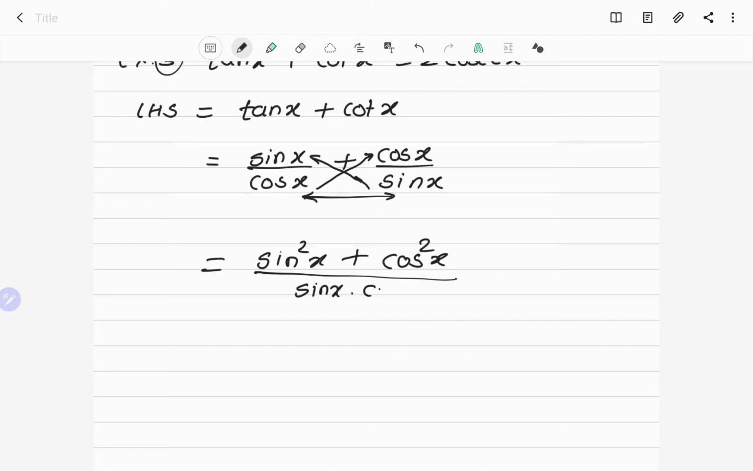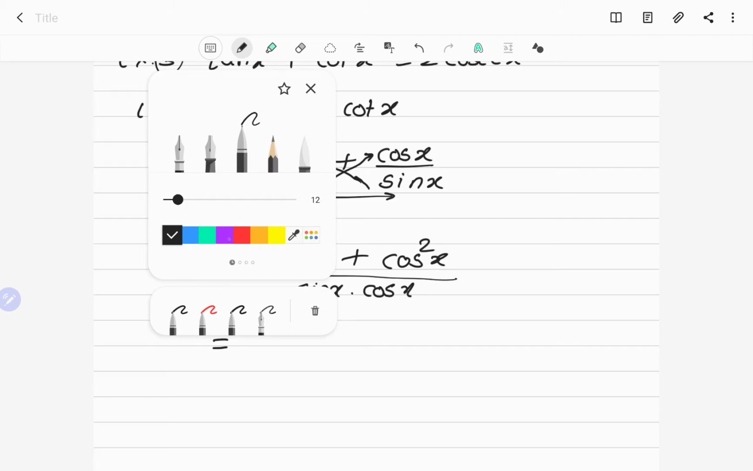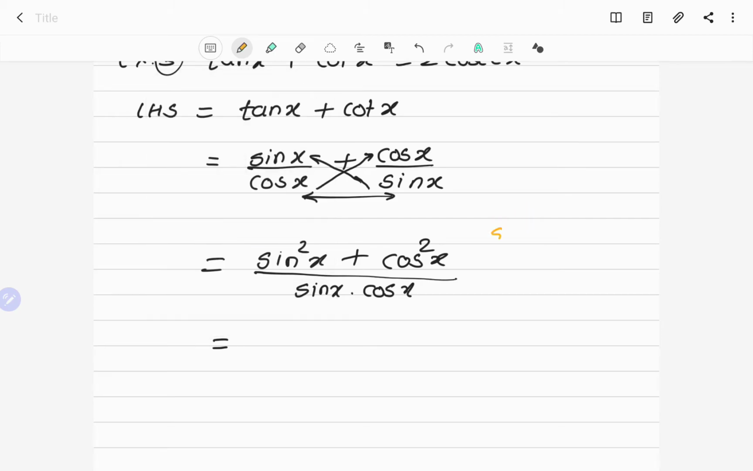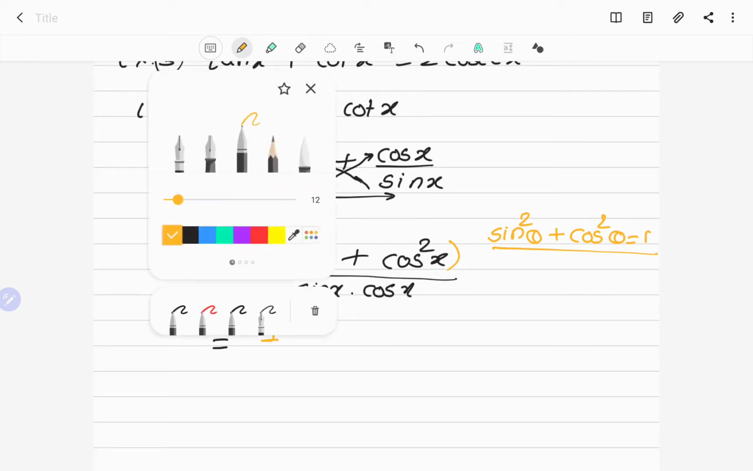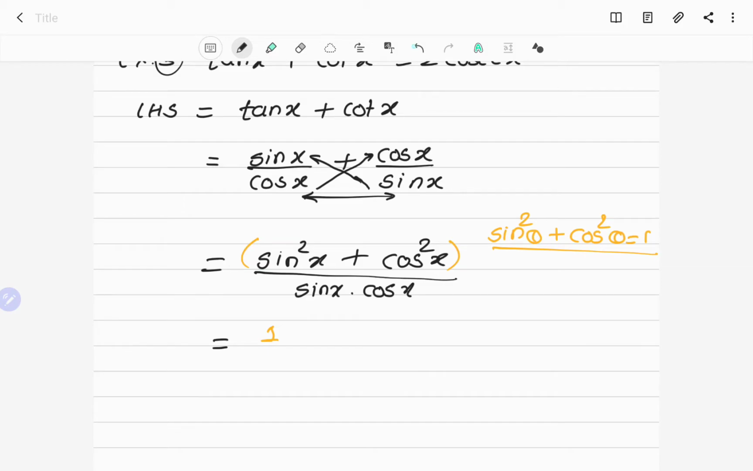Please observe this thing carefully. And we have this very important formula, sin square theta plus cos square theta is 1. So we know that sin square theta plus cos square theta is always equal to 1. And this formula is almost like this one, only instead of theta over here it is x. So sin square x plus cos square x is 1. So here I am mentioning sin square x plus cos square x is 1, divided by, in the denominator, sin x into cos x.